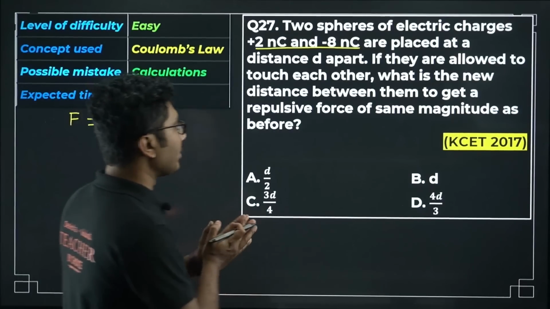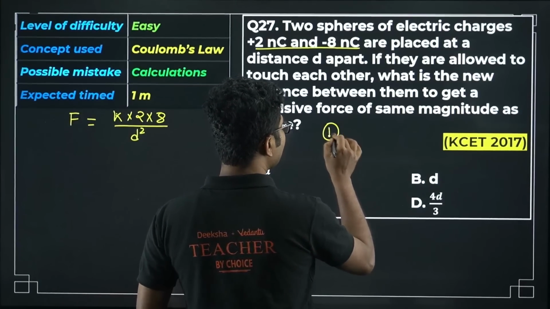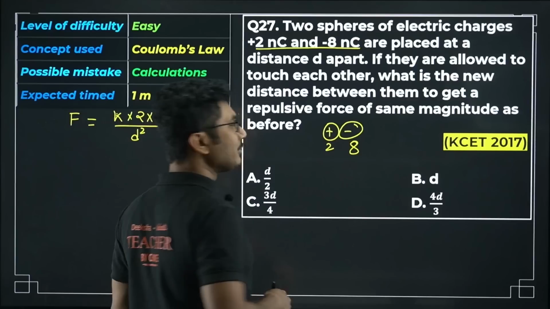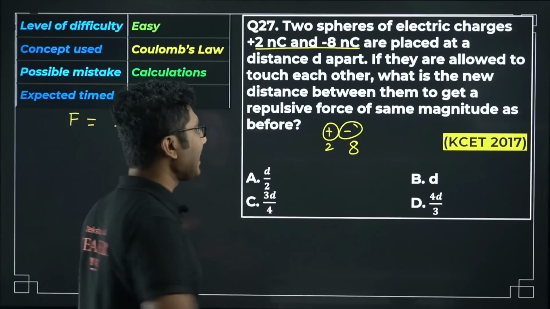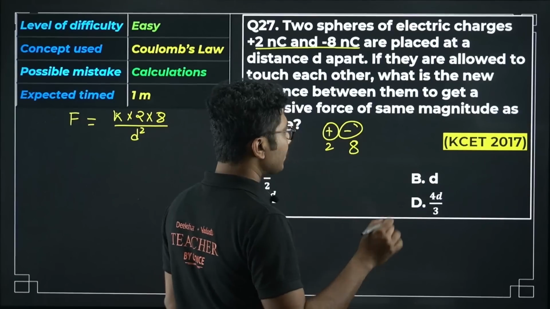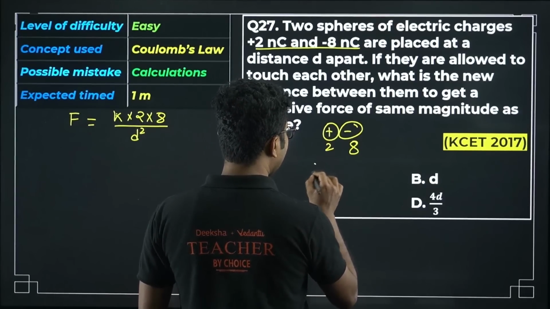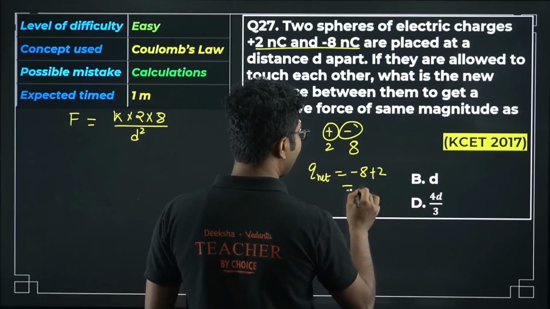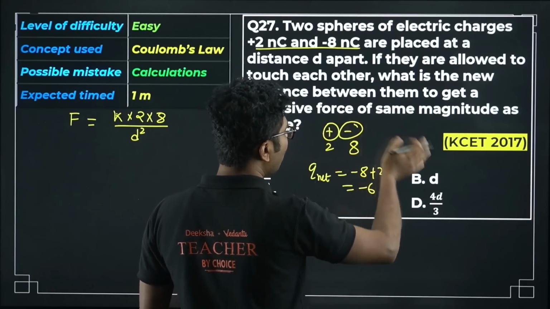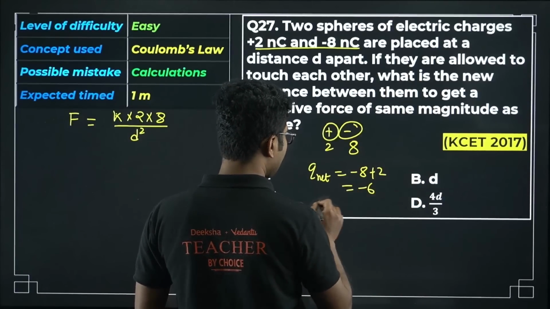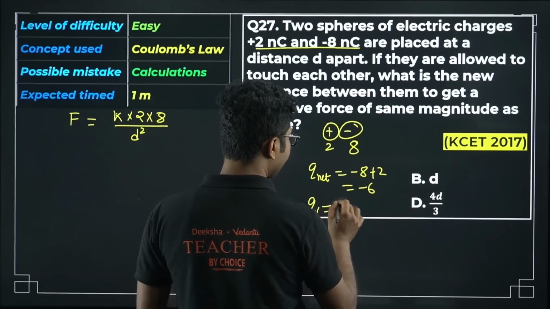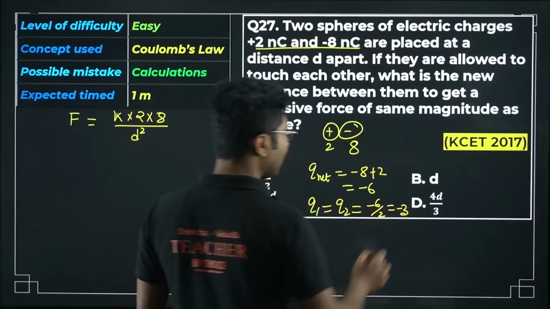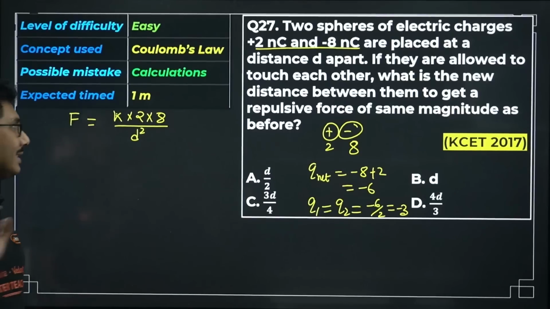Now once you touch them together, so one has +2, another had -8. Once you touch them together, the net charge will redistribute. So net charge redistribute means what is the net charge? Net charge will be -8 plus 2, that is -6. Now both of the spheres will have the same charge, that is -6 by 2, that is -3. So both of them will now have -3 amount of charge.